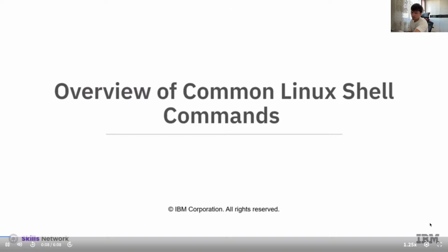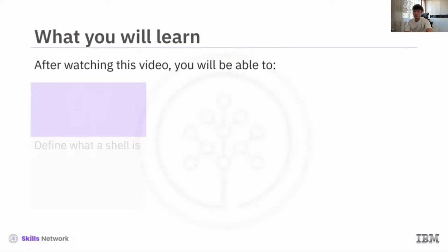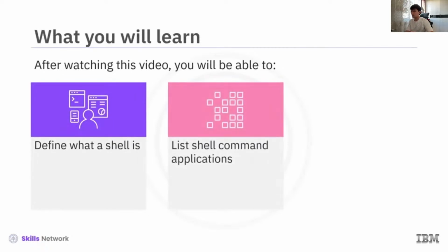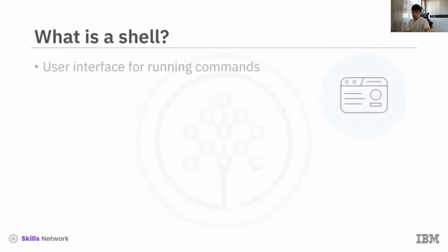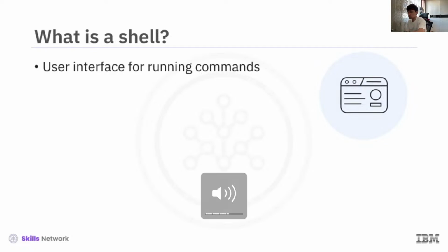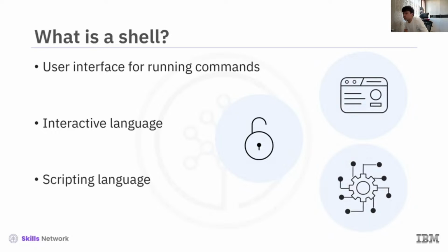Welcome to Overview of Common Linux Shell Commands. After watching this video, you will be able to define what a shell is, list shell command applications, and recall common shell commands. A shell is a powerful user interface for Unix-like operating systems. It can interpret commands and run other programs. A shell, which enables access to files, utilities, and applications, is also an interactive language. A shell is also a scripting language, and it can be used to automate tasks.